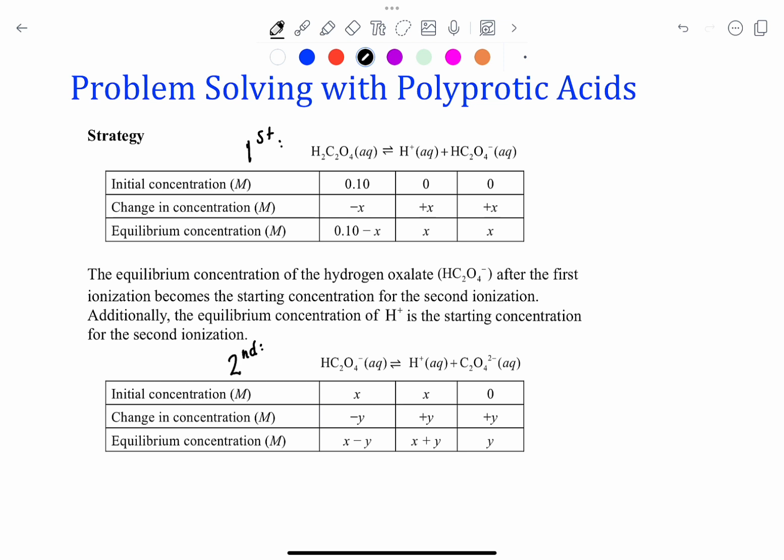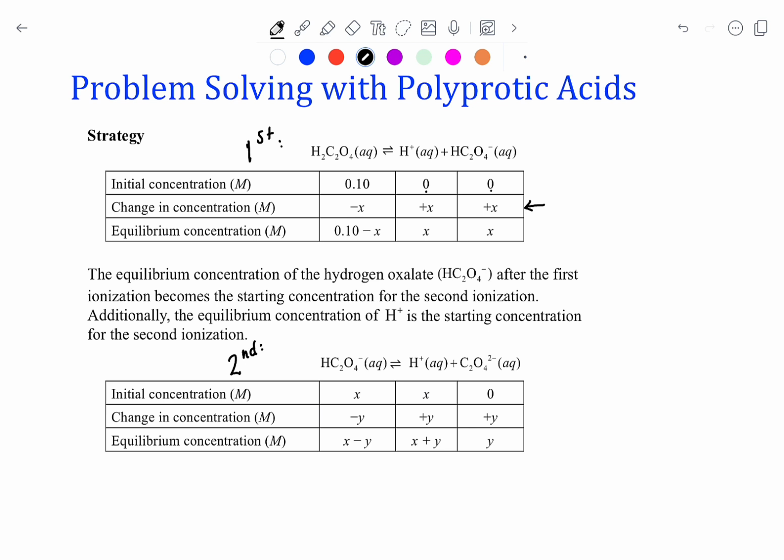So in our first ionization, we know our initial concentration is 0.1. From the problem, we know our initial concentrations of our products are going to be 0. We know that our change column is going to be set up as minus x, plus x, plus x. We learned that in our previous lesson about weak acids. And then we just add those 2 columns up.